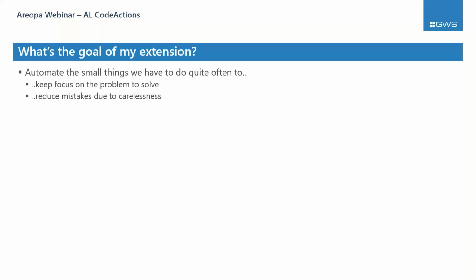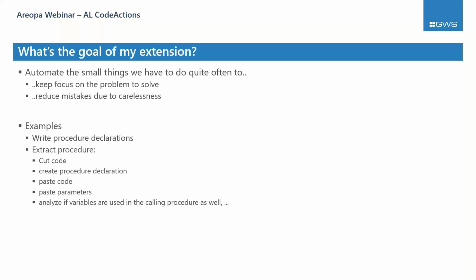Maybe just short, what's the goal of my extension? So I try to automate the small things we have to do quite often, just to keep the focus on the problem we want to solve when developing. So keep our thoughts together and don't waste our attention, for example, to think, I have to create that parameter and was it code 20 or was it code 10 or something like that. And because of all these small helps, I try to reduce mistakes which can happen during development.